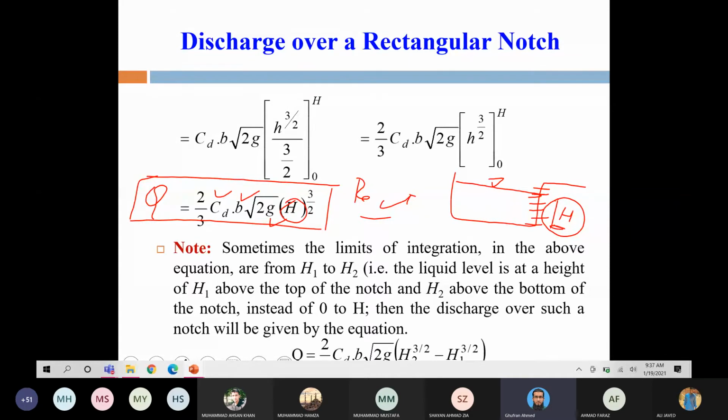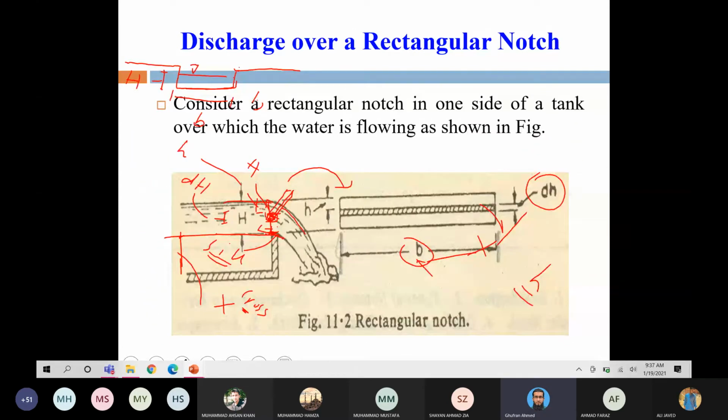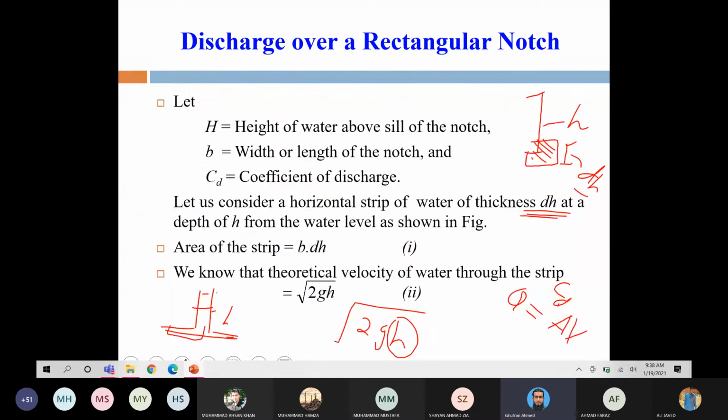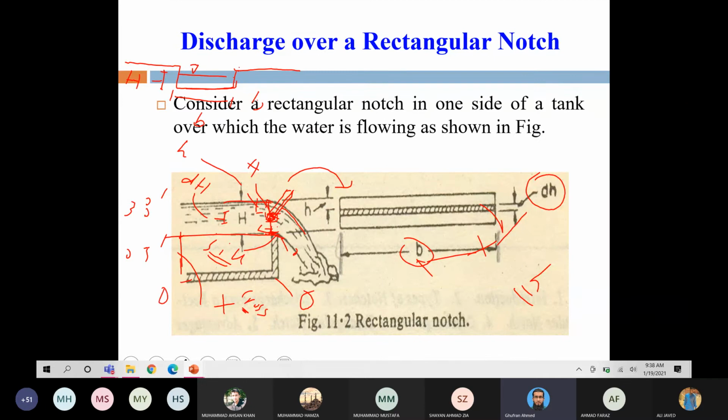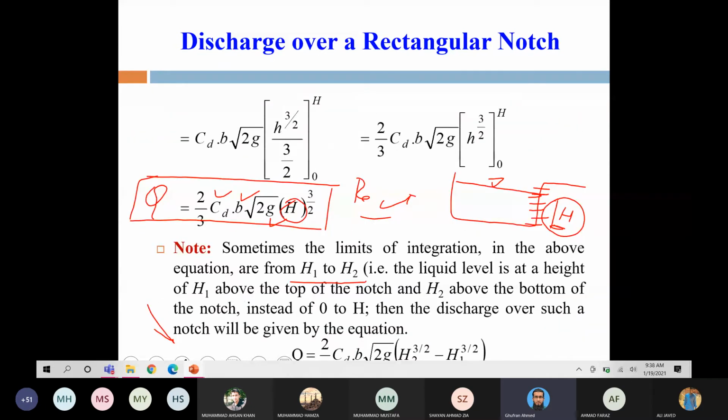Sometimes आप इस नोट में क्या लिखा है, sometimes the limits of integration in the above equation are from H1 to H2. हमने इसको जीरो कंसिडर किया है तो sometimes क्या होता है, जीरो किसी जगह पे इसको हम ले लेते हैं और कह देते हैं भाई यहां से यहां तक 5 फिट है और यहां तक 8 फिट आ रहा है. So the limits are basically 5 and 8, and you can also write it as 8 minus 5 is 3, so 0 and 3 can also be the limits. So in that case, if you are taking datum as 0 here, then you can transform this formula to H2 and H1 instead of only H.